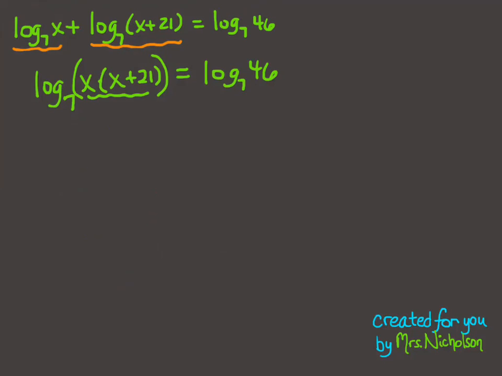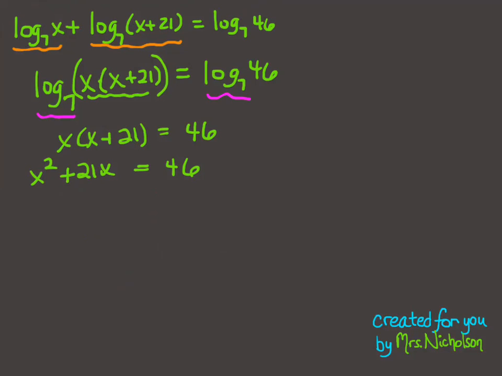Now I've got a situation where I have log base 7 on both sides of the equation. So I've got like bases on my logs, so I can just say that x times x plus 21 is equal to 46. But we still need to solve for x. So I'm going to distribute the x over here on the left, and we get x squared plus 21x equals 46.